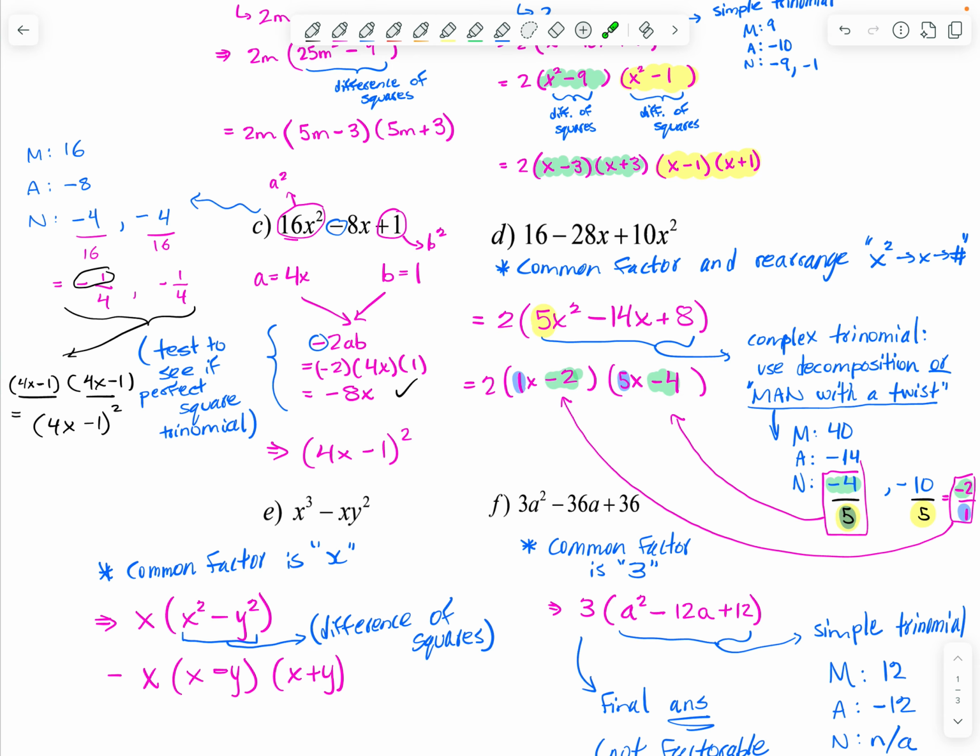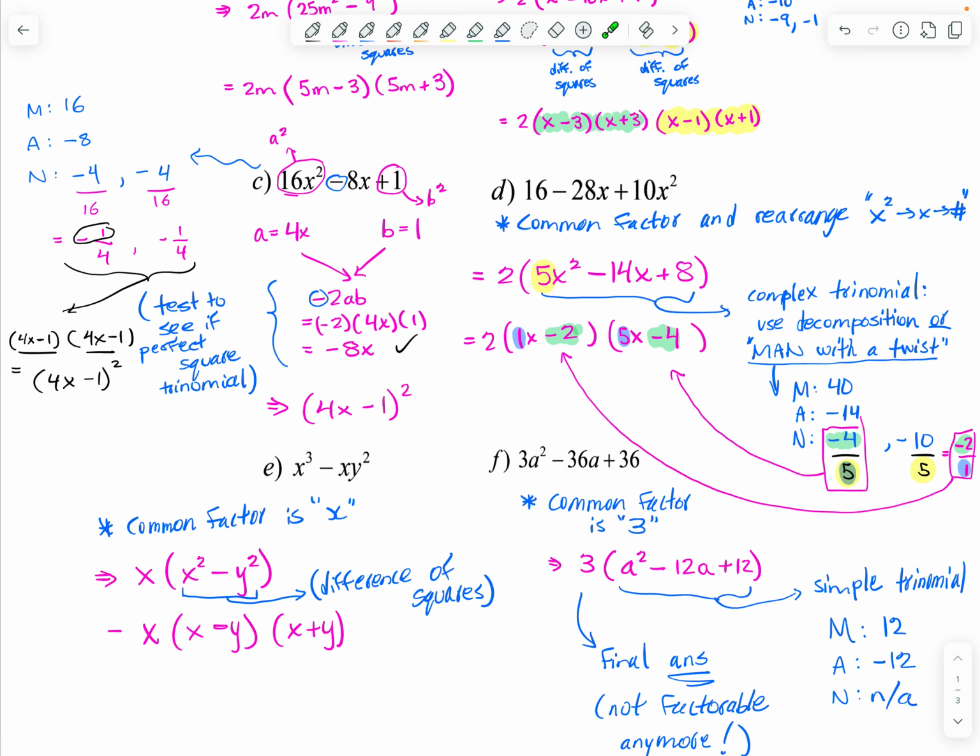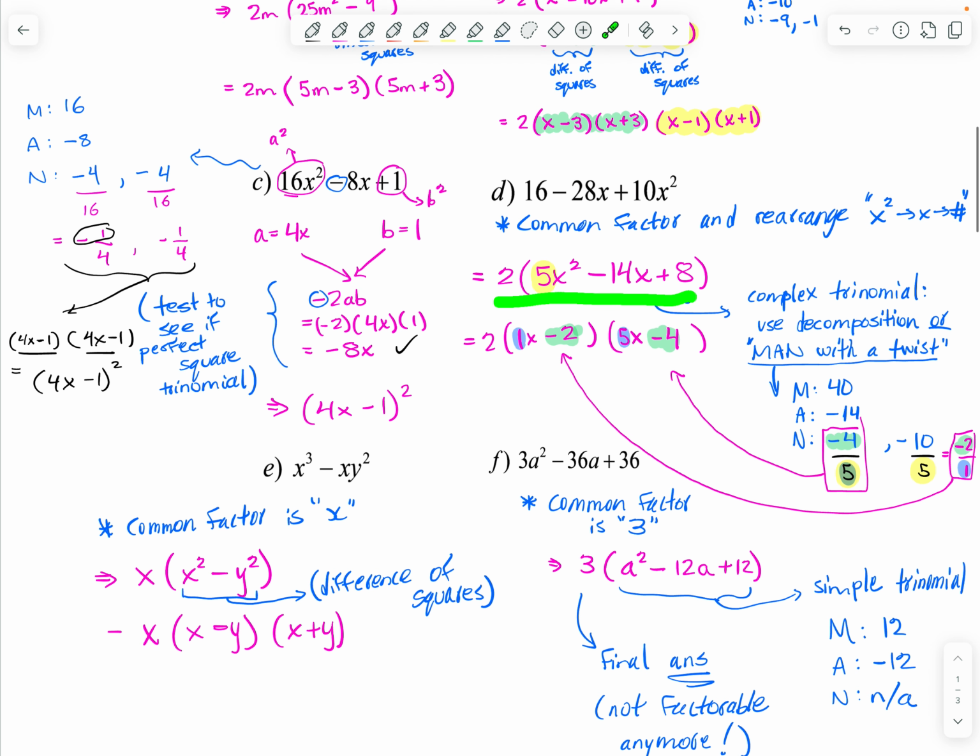Okay, so that works. Here, I'm going to common factor first, and then I kind of want to rearrange it too. Generally, because it's a constant and x squared, I want to always write the x squared first and then the x and then the constant, right? Just makes it easier to see. And once I do that, I'm going to complex trinomial factor here with man with a twist. That's what I prefer to use. You can use decomposition too.